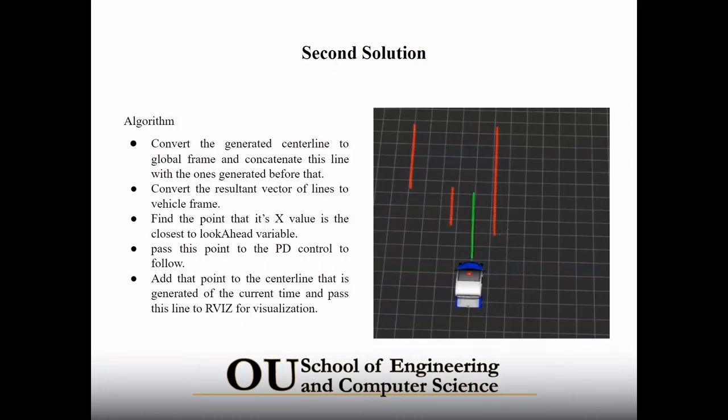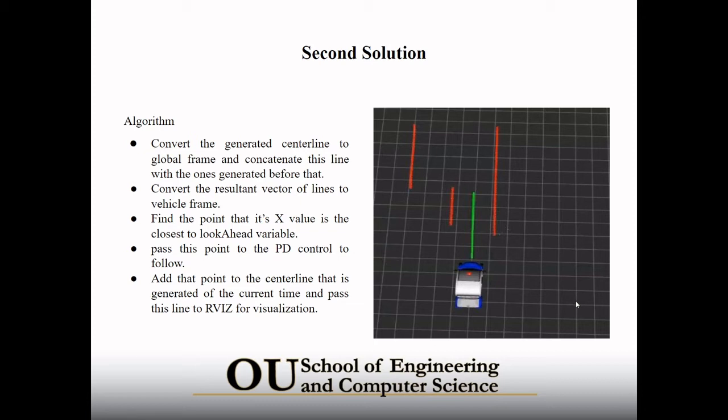Hello everyone, this is Ali. In order to solve the curve problem, we don't have to predict or estimate the center line. There is another way to solve it: we can memorize the center lanes that we generated in the past, before we reached this point. So we can use those lanes at different times.